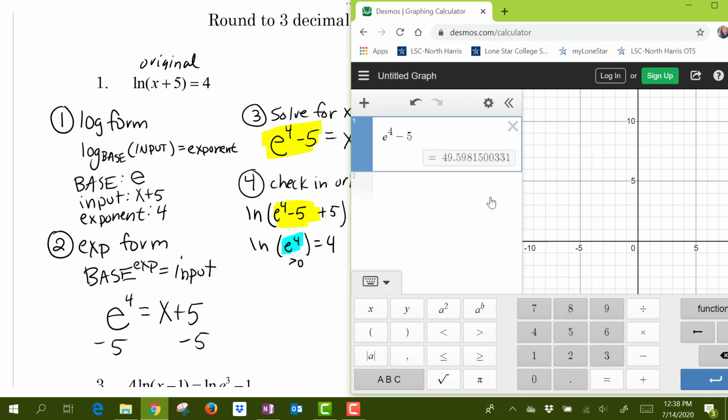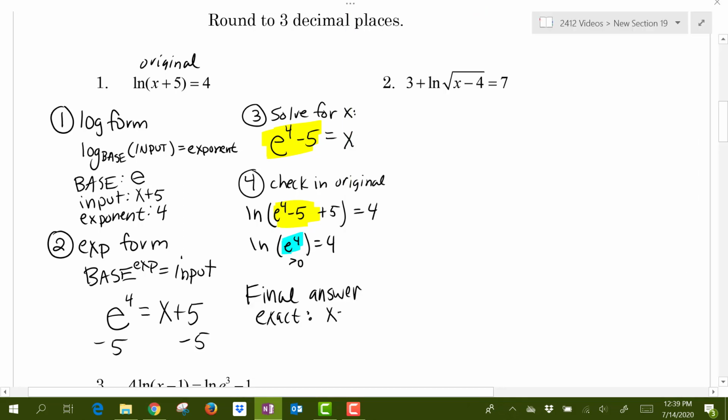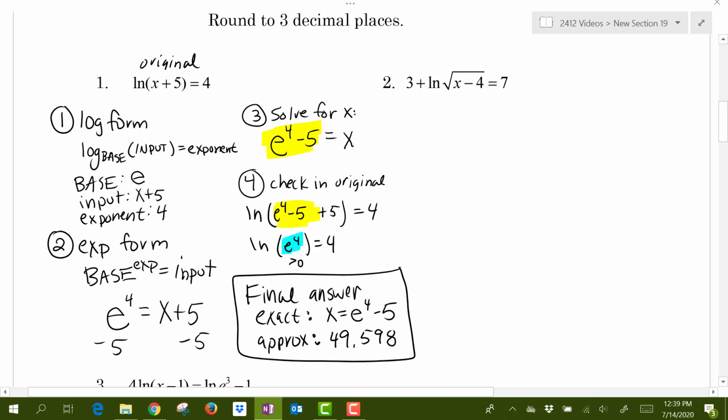So the decimal approximation for our final answer is about 49.598. We're asked to round to the nearest 3 decimal places. Alright, so our exact answer is actually e to the positive 4 power minus 5. We're also asked to give an approximate answer, and that was 49.598 when rounded to the nearest 3 decimal places.